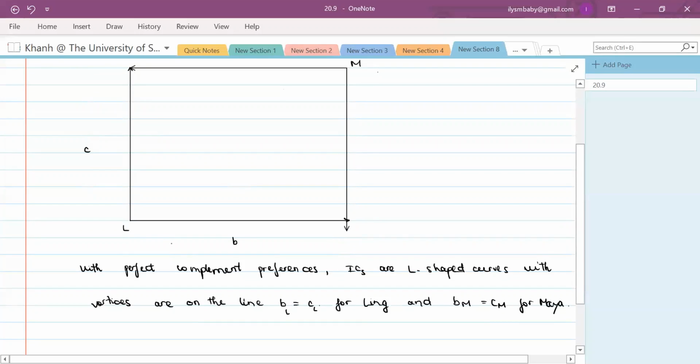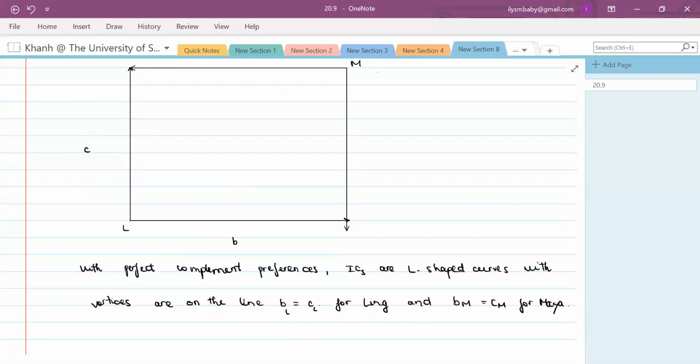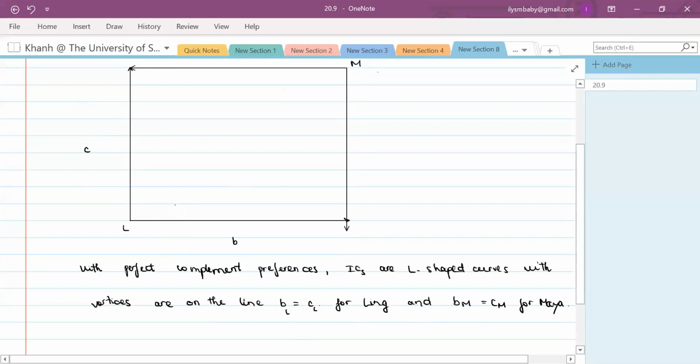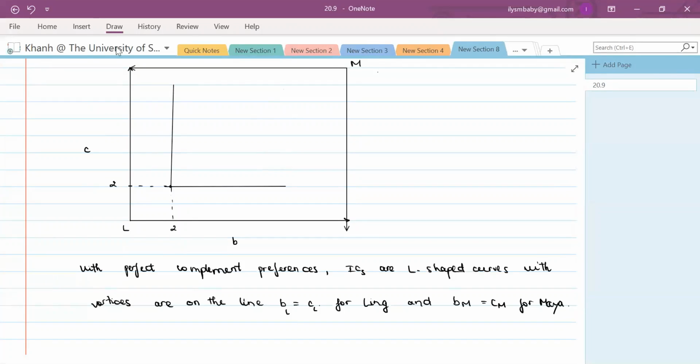The question is asking you to show that these two lines are the same. Whenever BL equals CL, then on the same line BM is going to be equal to CM, and the two indifference curves are going to touch each other. We will show that on a diagram. This is for Ling. For example, I have 2 units of carrots, and I also have 2 units of beans, which is over here.